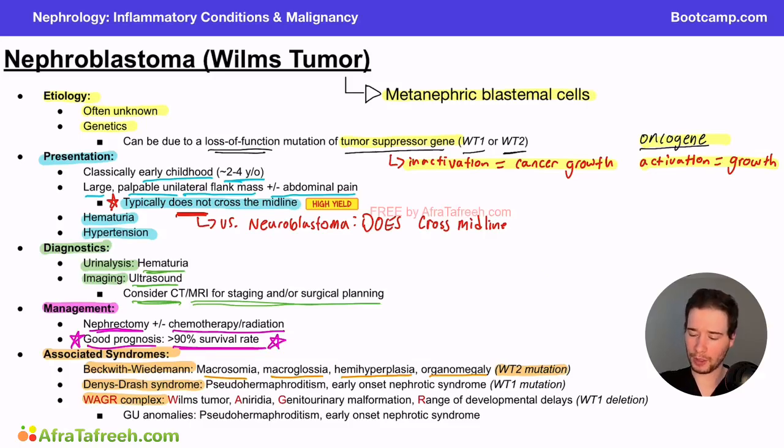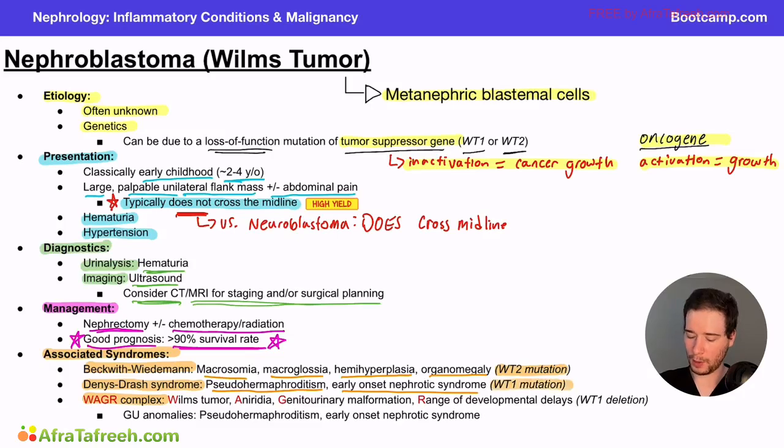Now, looking at Denys-Drash syndrome, we have something called pseudohermaphroditism, which is a mismatch between a patient's gonads and their actual secondary sexual characteristics. So a patient could have male gonads and then female secondary sexual characteristics, or the opposite. They could have female gonads with male secondary sexual characteristics. Patients with this condition can also have early onset nephrotic syndrome, and this is due to a WT1 mutation.